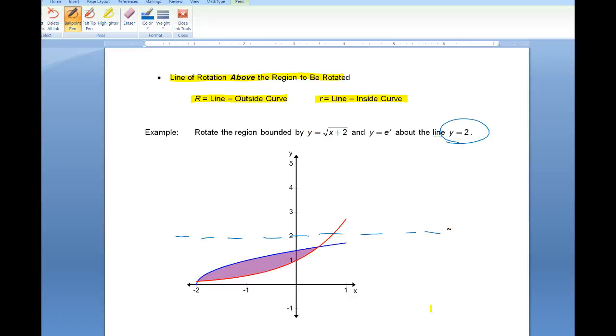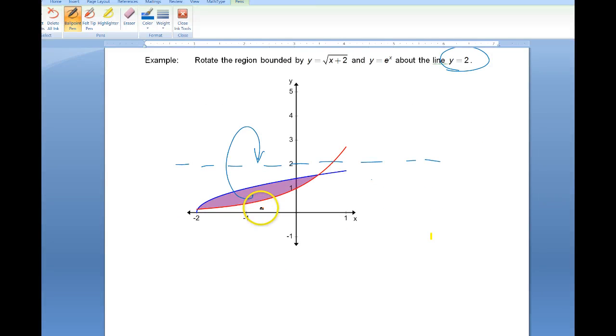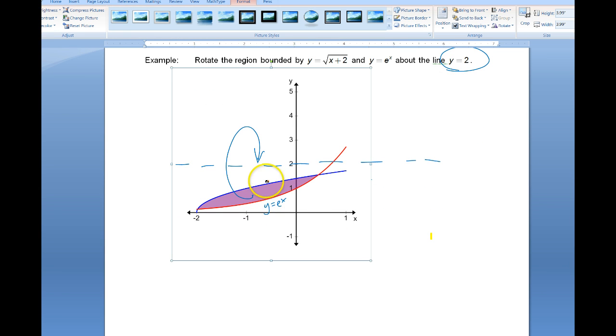Because now what's happening? Here's our line y equals 2. We're taking this and rotating it this way. So now, what's our big R and what's our little r? Exactly. So this is y equals e to the x, remember? And this is y equals, now which one is the outside? It's the e to the x. So big R is 2 minus e to the x.